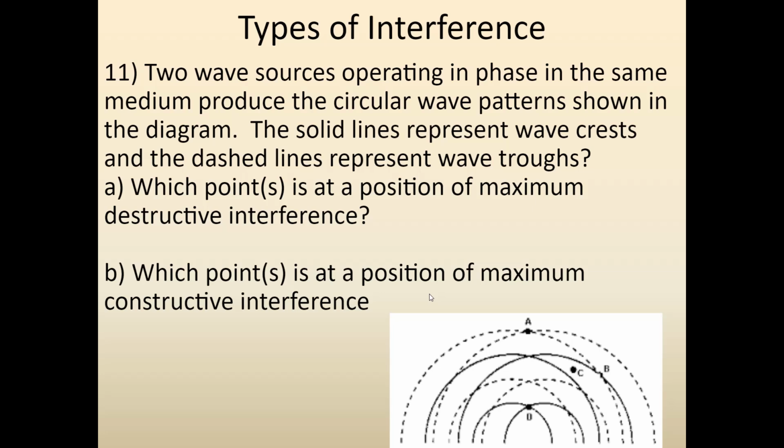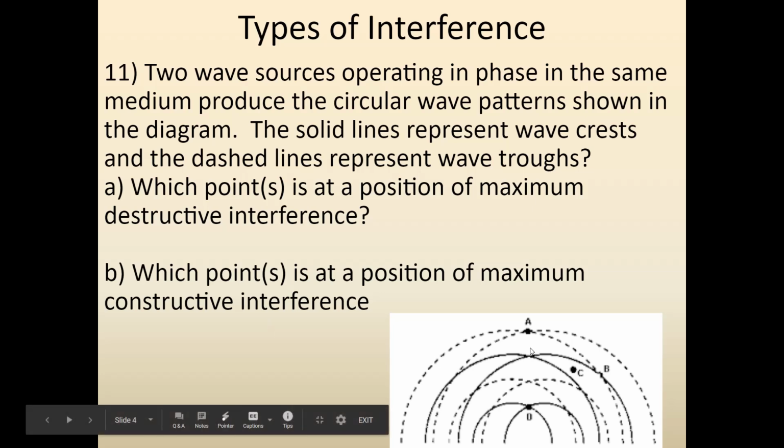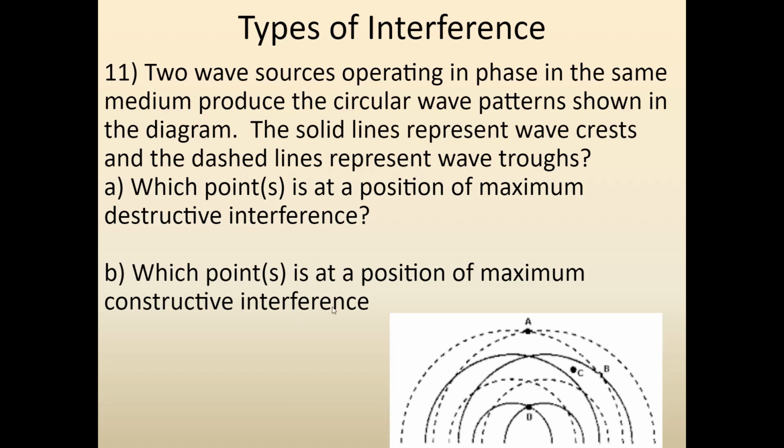Question B, where it says which point is maximum constructive interference, we're looking for two lines that cross that are the same thing, both solid or both dotted. The only time that would occur is at point A and point D. So both of these are constructive interference. This would be with two crests together, and this would be two troughs together, but it would still be constructive interference.